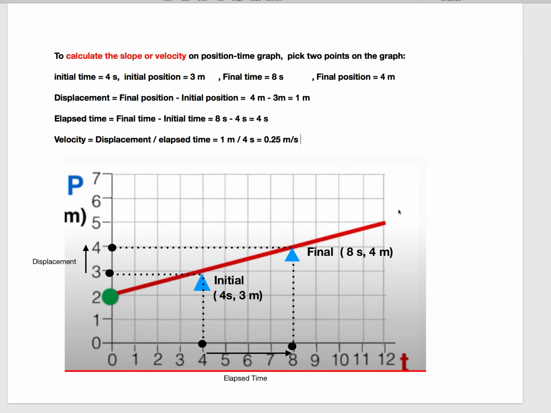And if you pick other points here, you will notice that for any 2 points that you pick, if you follow the same procedure, you will find the slope is always 0.25 meters per second.